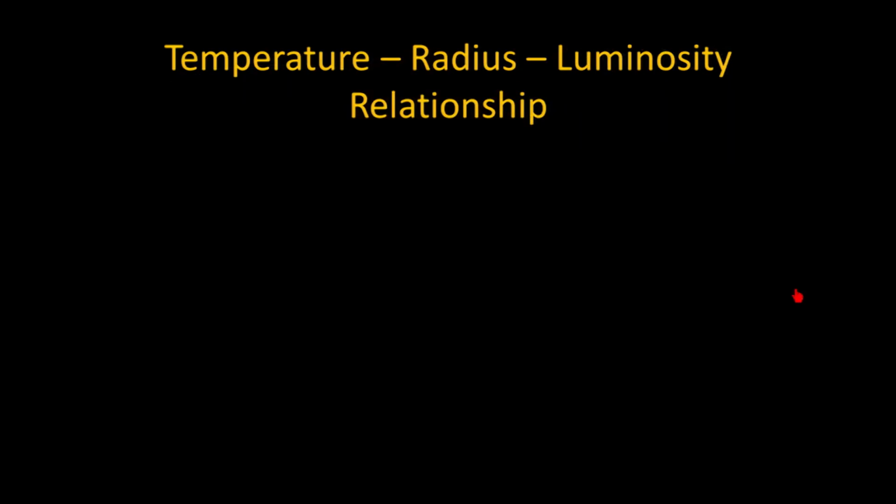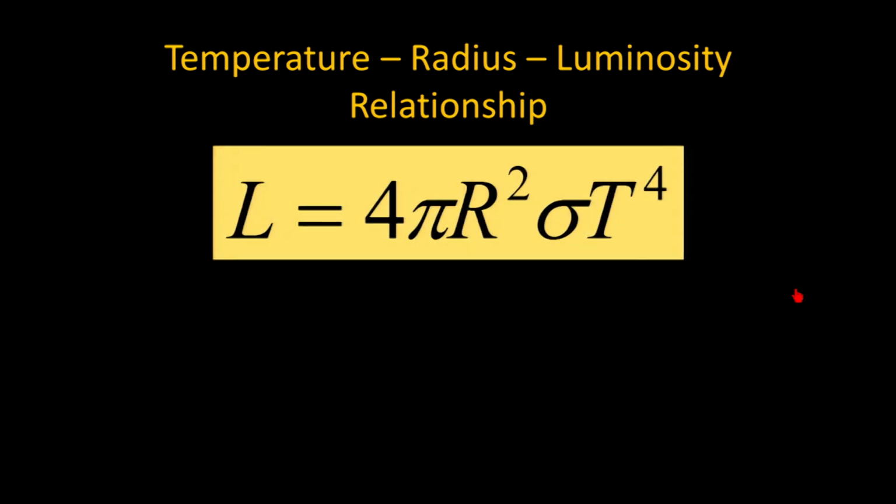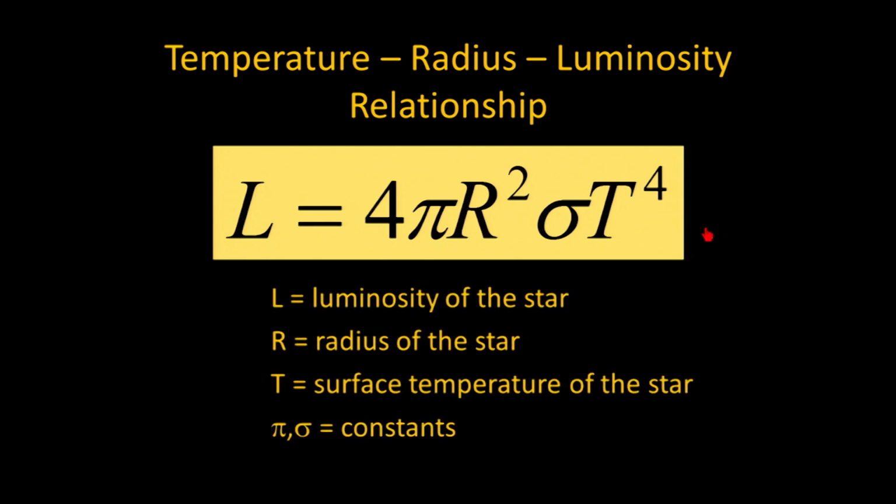The idea is called the temperature-radius-luminosity relationship. It has a more technical name. It is called the Stefan-Boltzmann law. But let me show you how this works. I'm going to show you a formula. And the formula says L equals 4 pi r squared sigma T to the fourth. Now let me show you what all these squigglies and numbers mean.